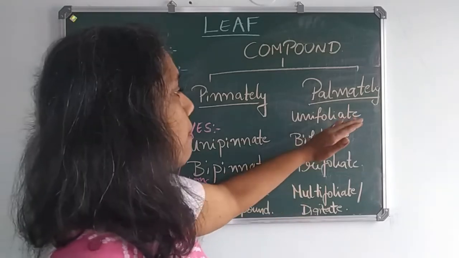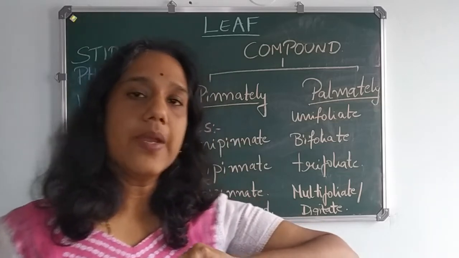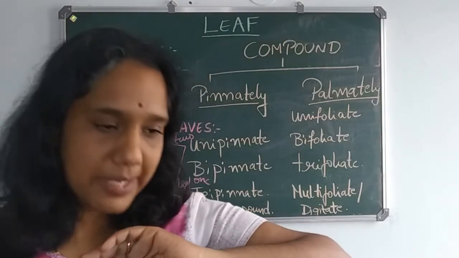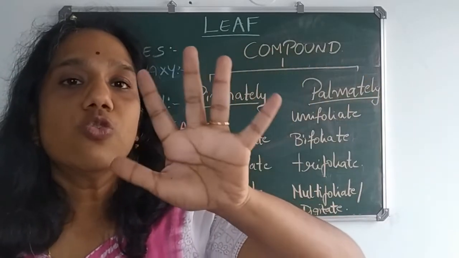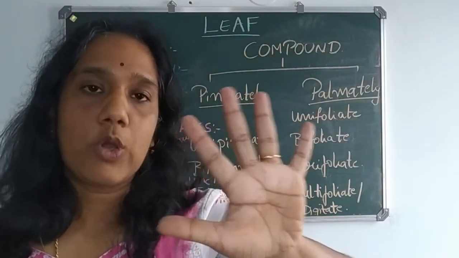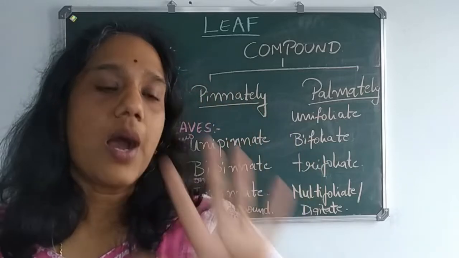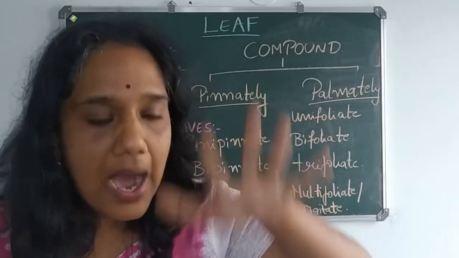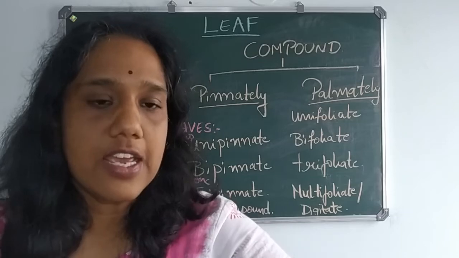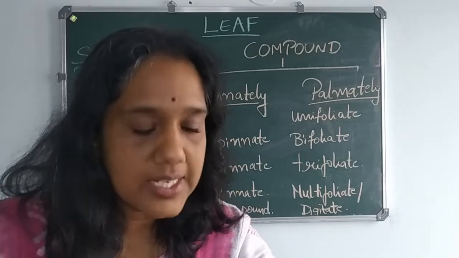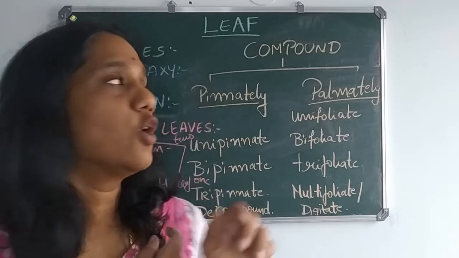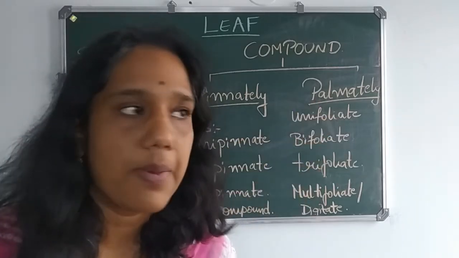Next, we come to the palmately compound leaf. See, the palmately compound leaf is completely different from the pinnately compound leaf. Palmately means something which looks like your palm. If you place your palm on that particular leaf, you will be able to appreciate it better. Since it looks just like your palm, they call it a palmately compound leaf.